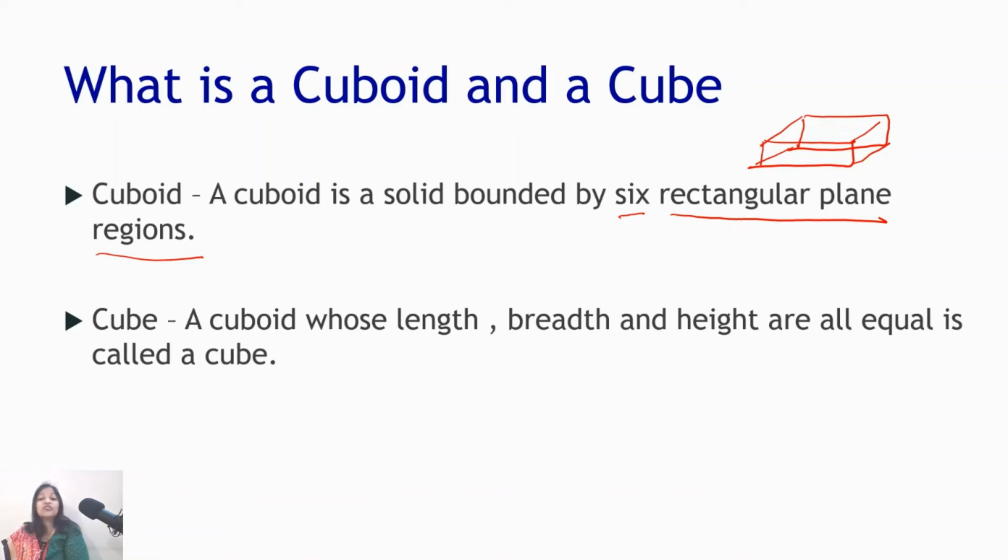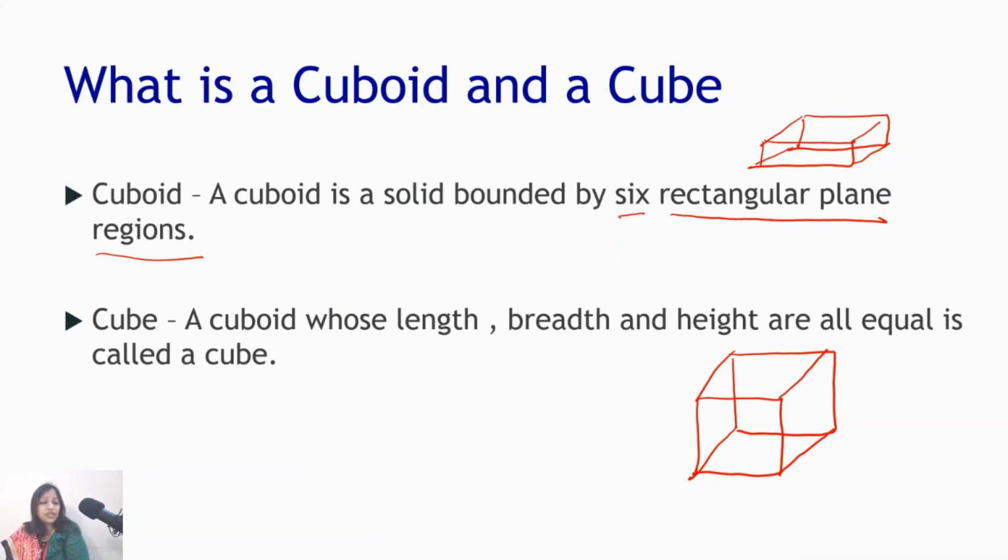Yes, but instead of six rectangular plane regions, you have six squares because length, breadth, and height are equal. So you have a square as its surface. That's the difference. Otherwise, it also has six surfaces, but they all are squares. So it's a particular case. Cube is a particular case of cuboid where length, breadth, and height are all equal and it becomes a cube. Very simple thing to understand.